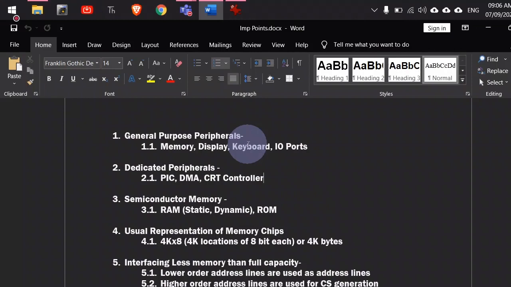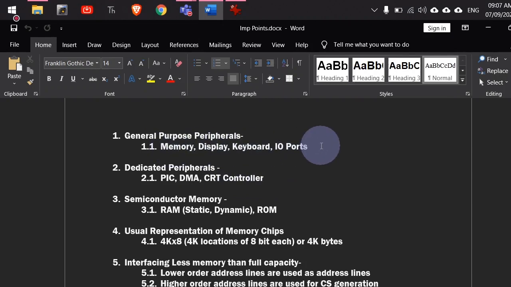And similarly, dedicated to one processor, there could be some special peripherals like PIC, which is programmable interrupt controller, DMA, which is direct memory access, and CRT controller, cathode ray tube controller. These are dedicated peripherals which will be there depending upon the architecture of the microprocessor used. However, general purpose peripherals will be independent of the architecture of the microprocessor.